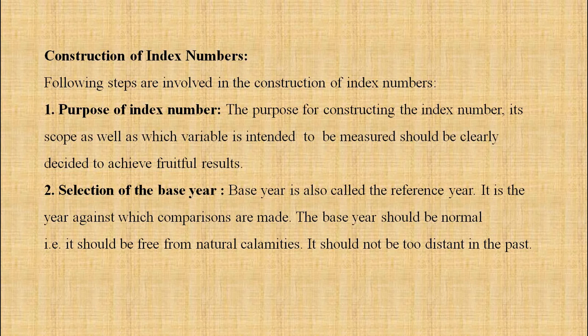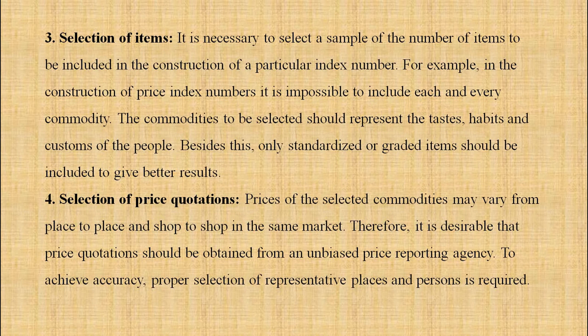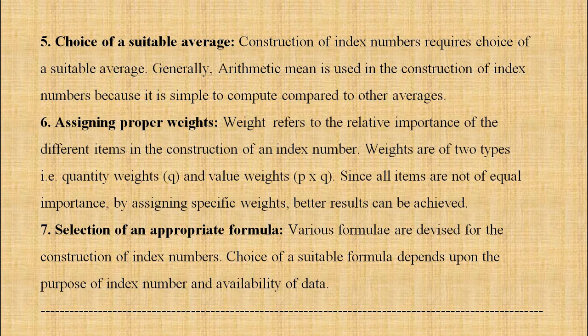Number 1, purpose of index number should be clear. Then selection of base year, that has to be a normal one. Then the selection of items, like standardized or graded items should be included. Selection of price quotation, like proper selection of representative places and persons is required. Then choice of suitable average, in that arithmetic mean is important. Then assigning proper weight, P into Q you have to mention, and the last, selection of appropriate formula, which formula is suiting us, that we have to select for the index number.